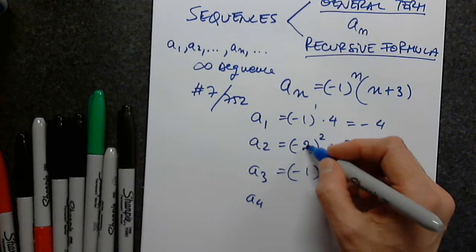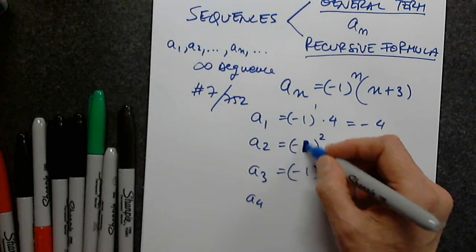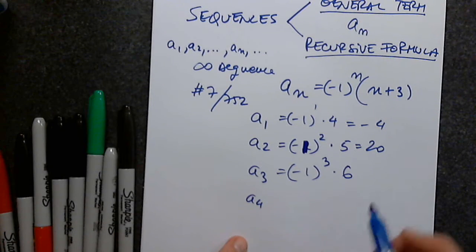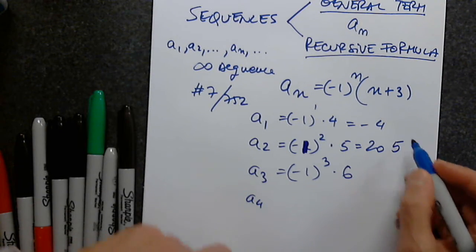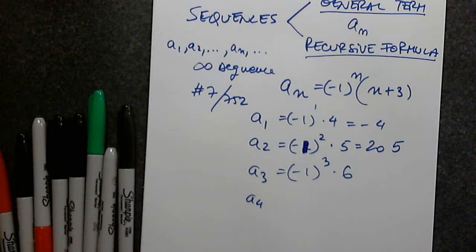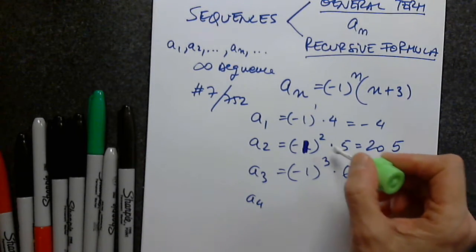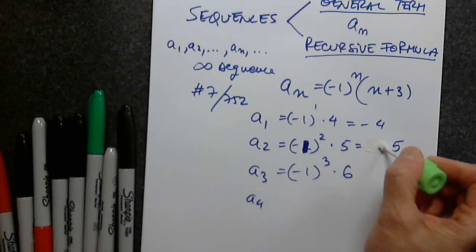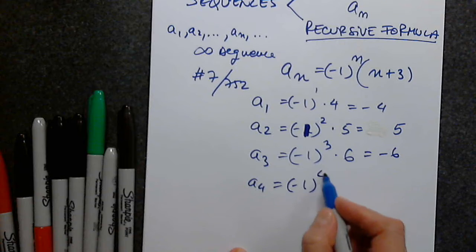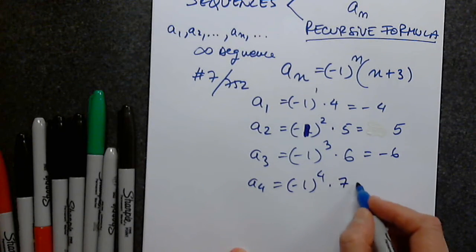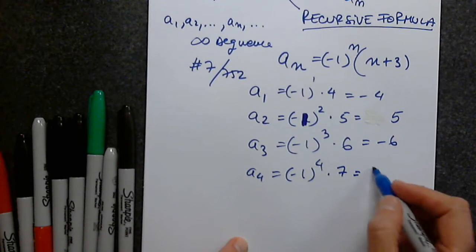Oh, because I wrote 2. I'm so sorry. I didn't mean to write 2. Thank you. So this is -1 squared, which is 1, multiplied by 5, which is 5. Sorry about that. So -1 to the third is -1. -1 times 6 is -6. And the last one, -1 to the fourth multiplied by 4 plus 3, which is 7. -1 to the fourth is 1, times 7 is 7.